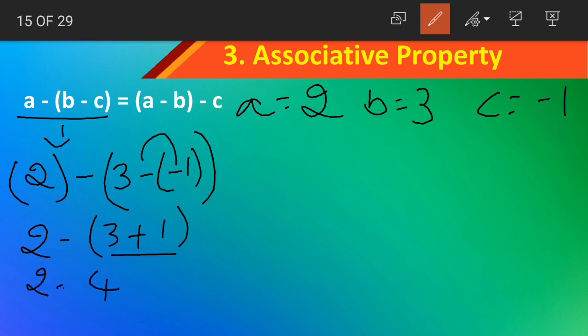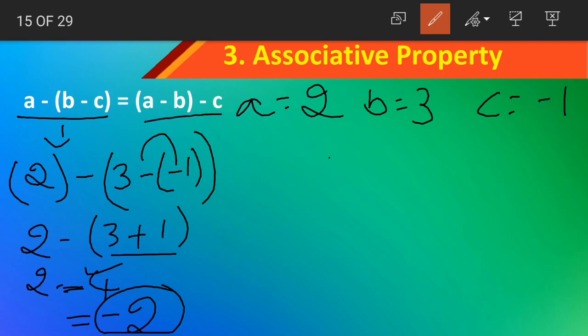2 minus 4 becomes what? As both the symbols are different, we will do a subtraction here. 4 minus 2 is equal to 2. And what about the sign? 4 is the higher number. It has the negative sign. So the answer will have a negative sign. Clear? LHS value is minus 2.